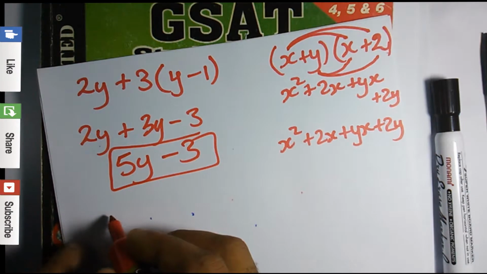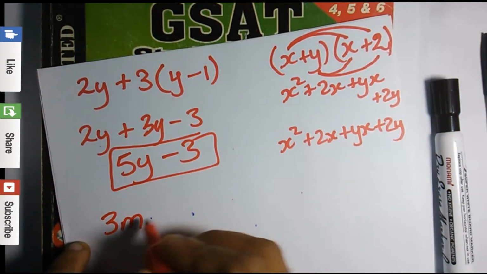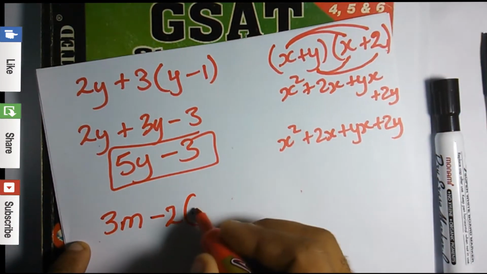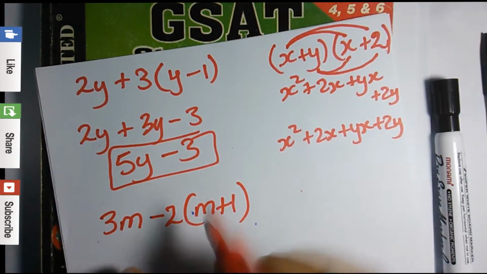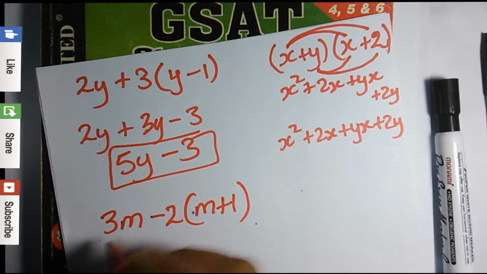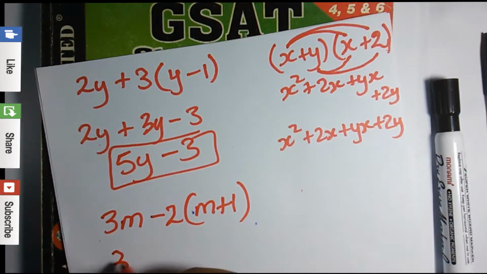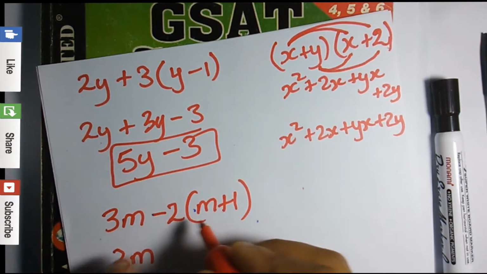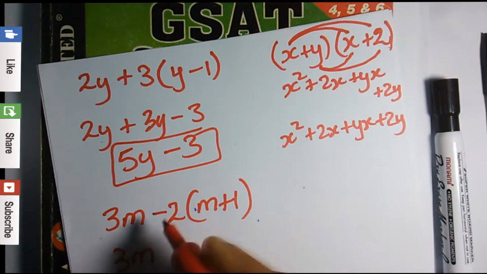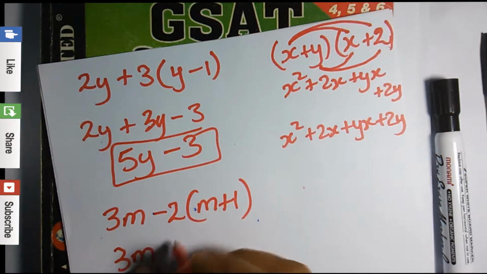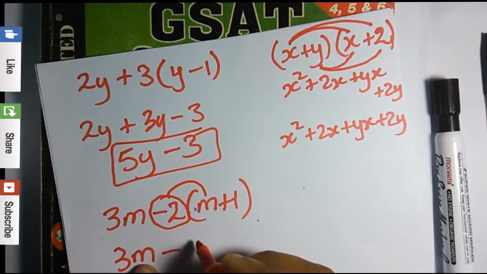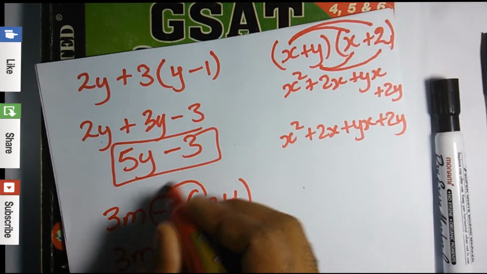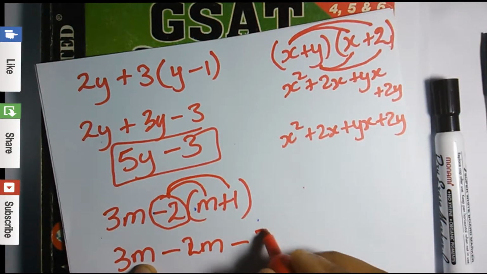Let's say we had 3m minus 2 times m plus 1. So this one is similar to the first one. What I'm going to do is rewrite the 3m. Then I'm going to distribute this negative 2 inside the bracket. So it's negative 2 times m, negative 2m, and negative 2 times 1 will give us negative 2.